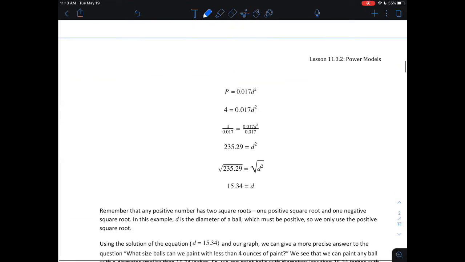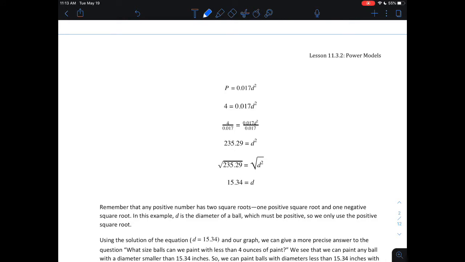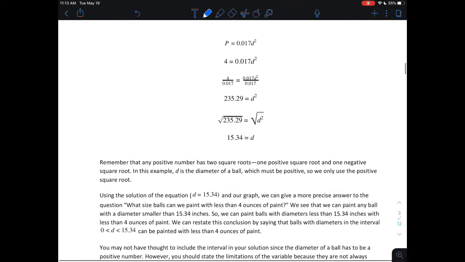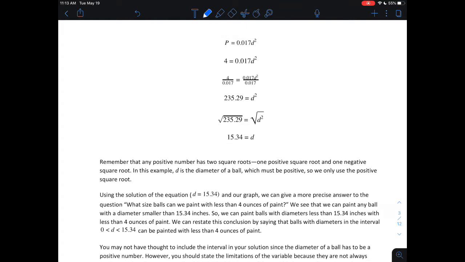So on the next page, you can see that we start with the relationship capital P is equal to 0.017 d squared. Then we are replacing capital P with 4, because that's the amount of paint that we need. Just like we saw with other examples in previous lessons, we can divide by 0.017 first. That's using an opposite operation. So then, after we do the division, 4 divided by 0.017 is approximately 235.29. So now we have 235.29 equal to d squared.